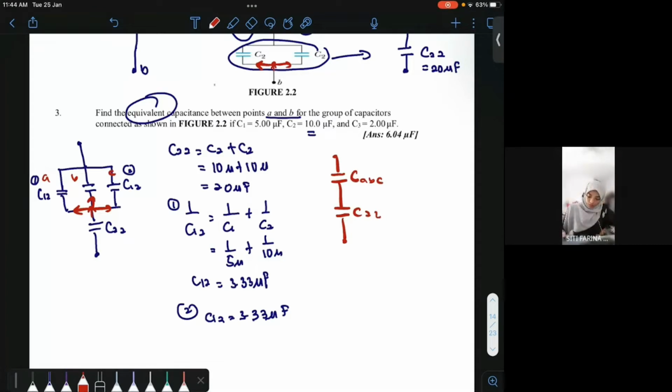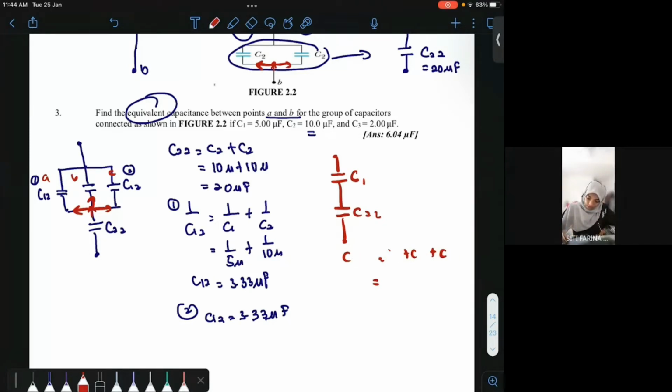Okay, so ABC ni in parallel. So ABC equals CA plus CB plus CC. CA tadi adalah C12 kita, this one. Alright, C12. Kalau kamu tak nak wujudkan huruf baru, you can also use this method.